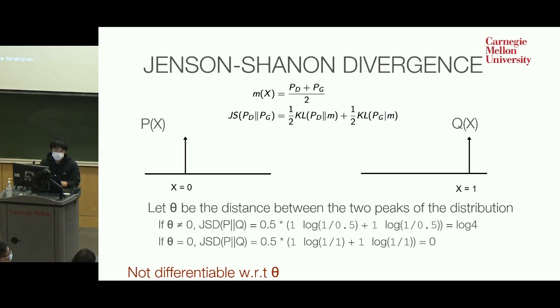The JS divergence is simply a symmetric form of the KL divergence. Not surprisingly, if theta is not equal to 0, which means there are two different distributions, we have the JS divergence at log 4. And if theta is 0, which means they are the same distribution, we have the JS divergence equal to 0. And also, it is not differentiable with respect to theta. Everything's good now? Any questions? If there are no questions, there's a poll now.